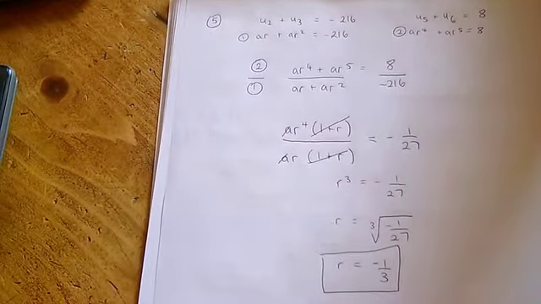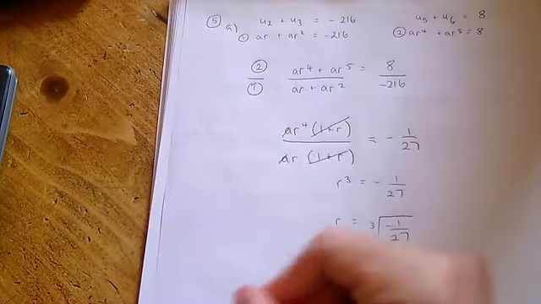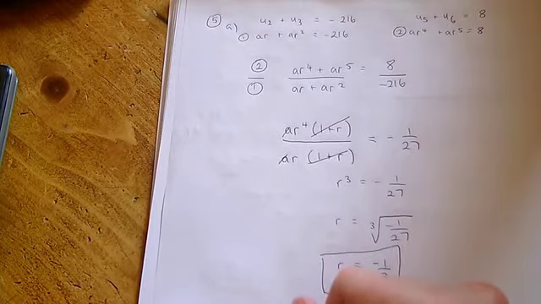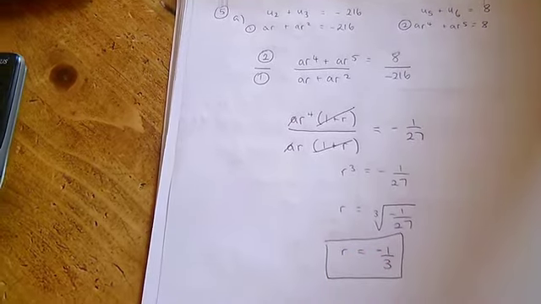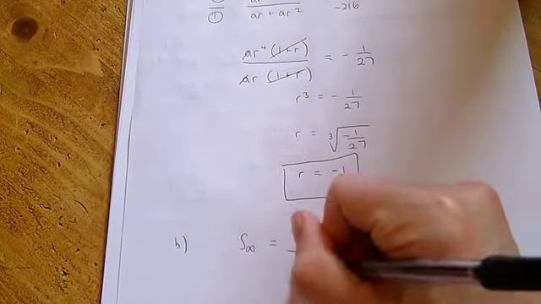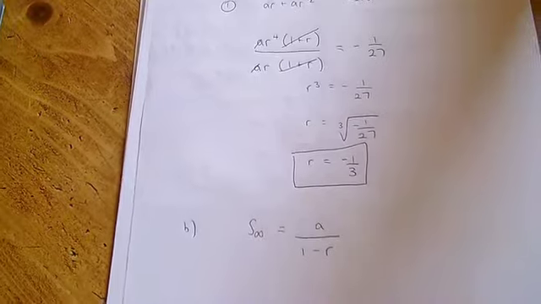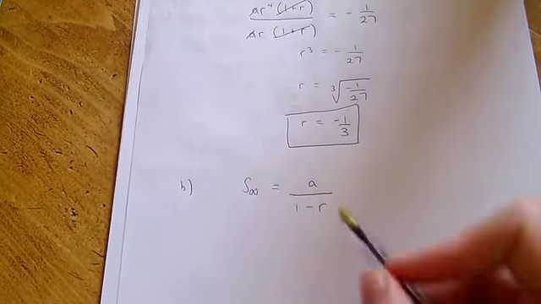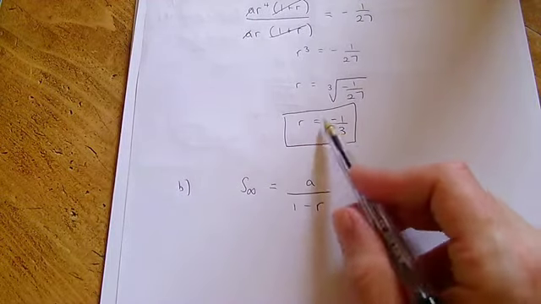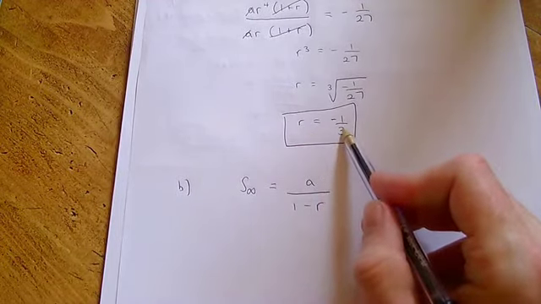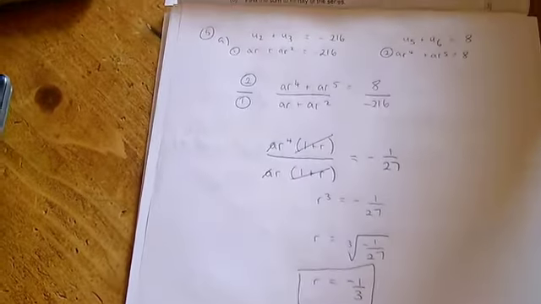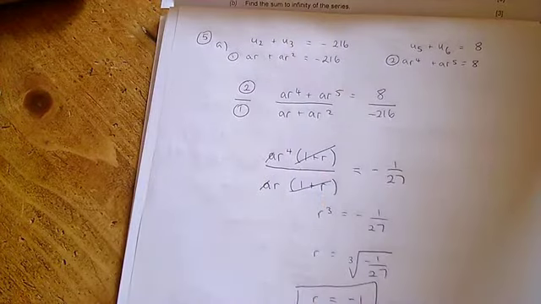Okay, so that was part A. The next thing you need to do for part B was find the sum to infinity of the series. This was given in the formula booklet, so it really is unforgivable if you did not get this mark here. You should have had A over 1 minus R. That got you a mark, and it was given to you in the formula booklet. But to do this, I know what R is, I just don't know what A was. So I'm going to use my answer of R equals minus 1/3 and sub it into either 1 or 2 from before, up at the top here, to find out what the value of A is.